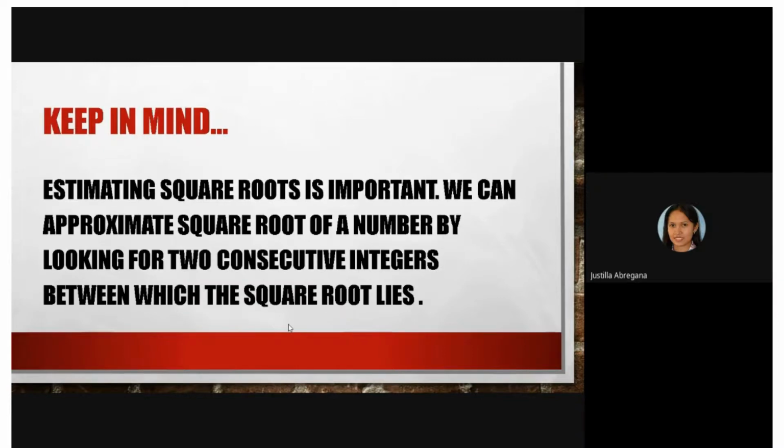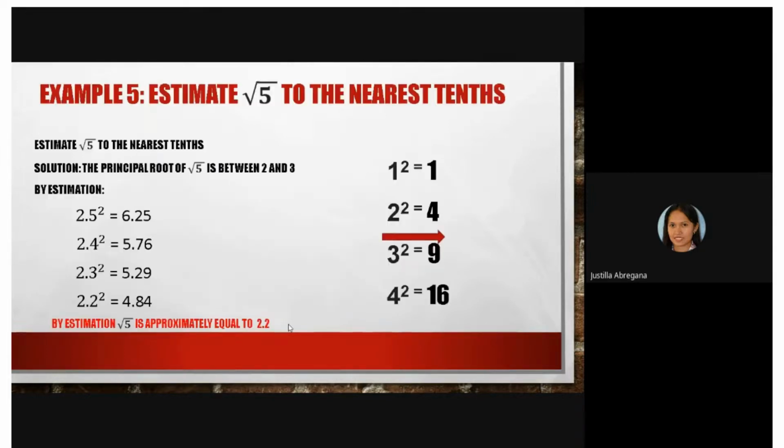So you should keep this in mind that estimating square roots is important. We can approximate square root of a number by looking for two consecutive integers between which the square root lies. So it is very important to know how to find the two consecutive integers between which the square root lies.